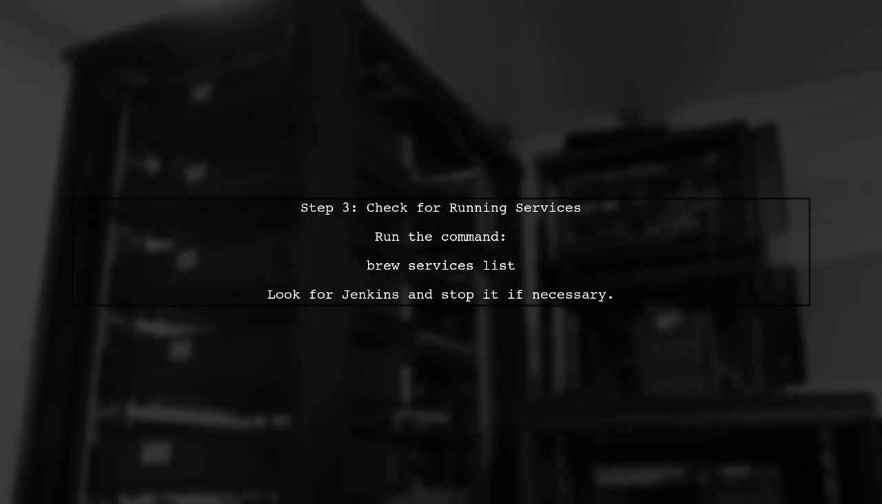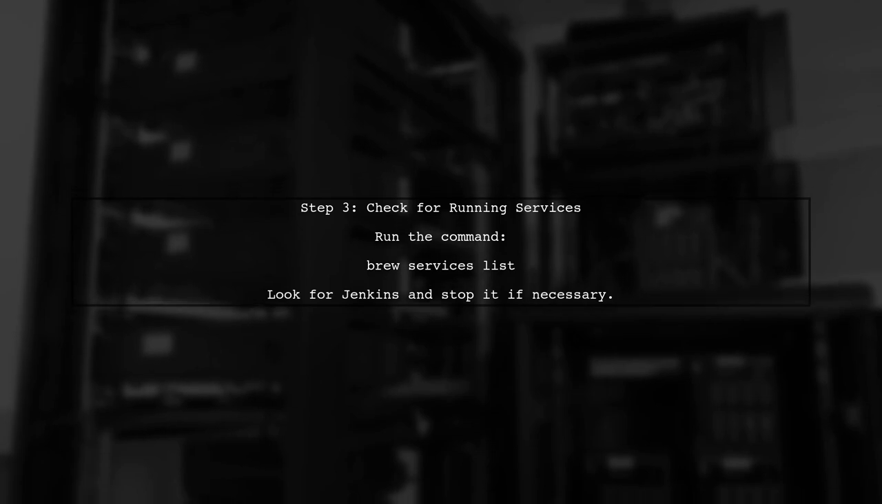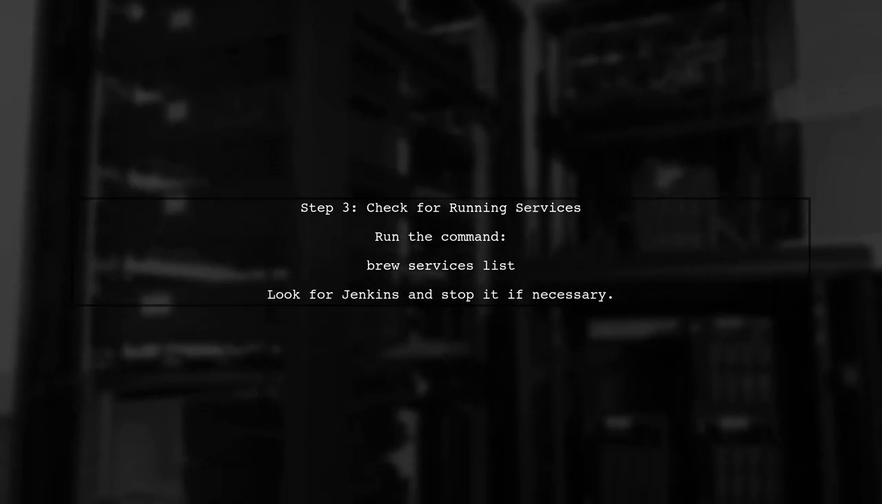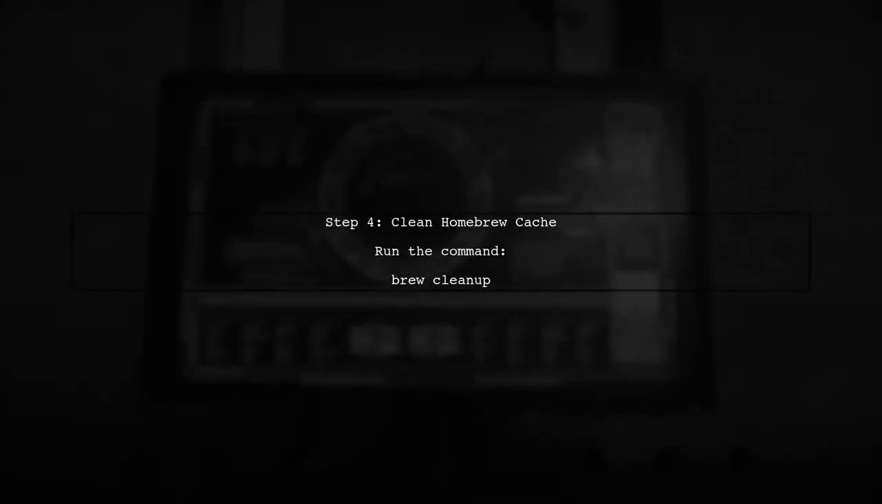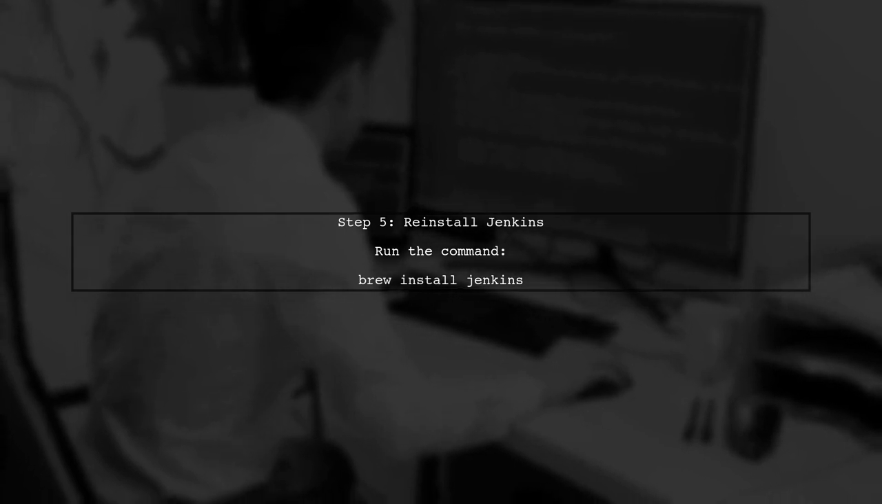Additionally, we should check for any Jenkins-related services that might still be running. We can do this by listing all services. Finally, to ensure everything is clean, you can also remove any cached files related to Jenkins from Homebrew. Now that Jenkins is completely uninstalled, you can proceed to reinstall it without any issues. Just run the installation command again.